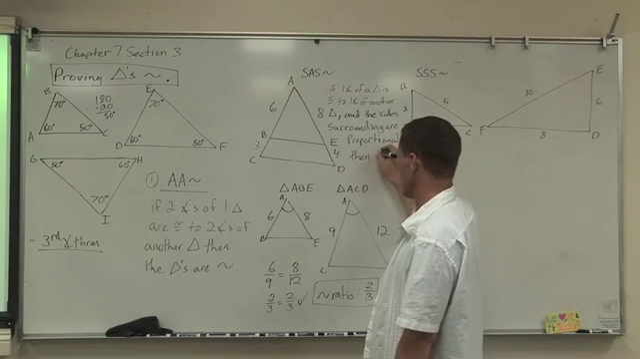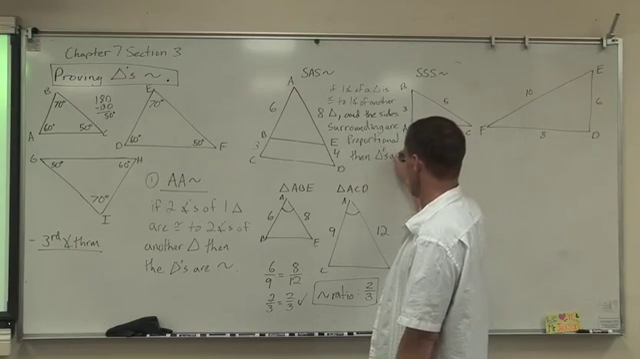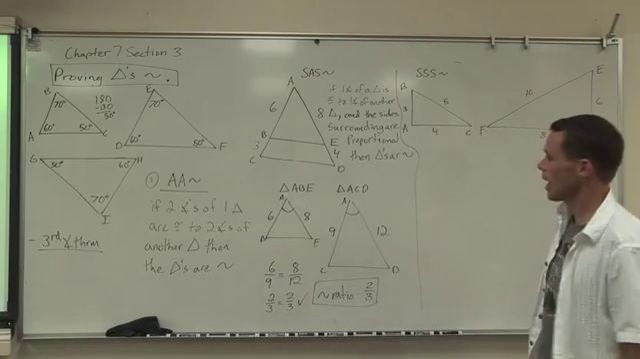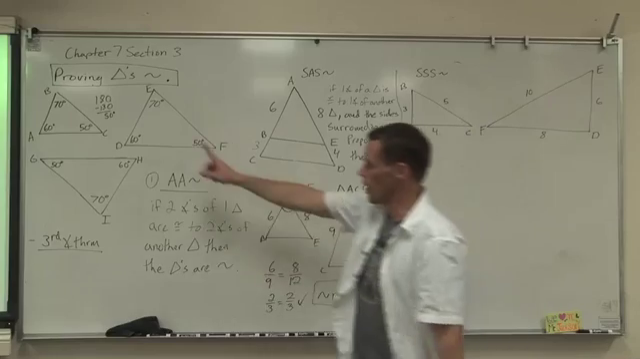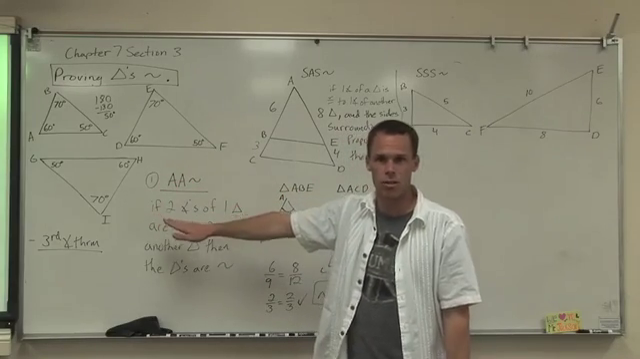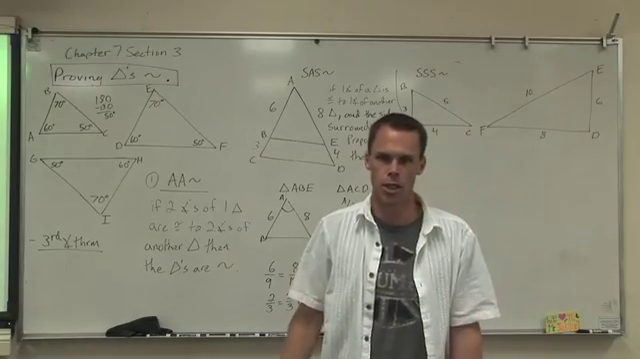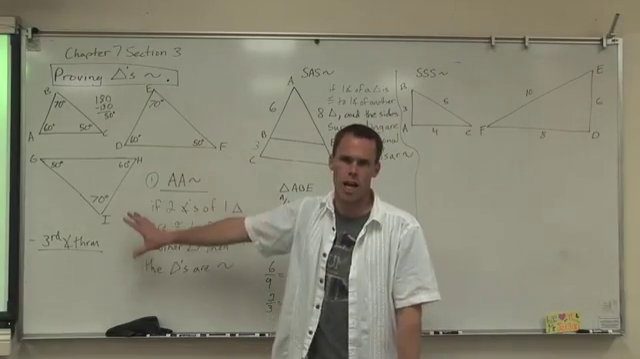Then the triangles are similar. Okay, there's method 1, angle-angle similarity. If two angles of one triangle are congruent to two angles of another triangle, then the triangles are similar. This will be a majority of the time.